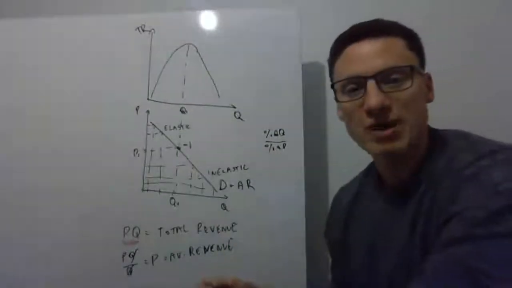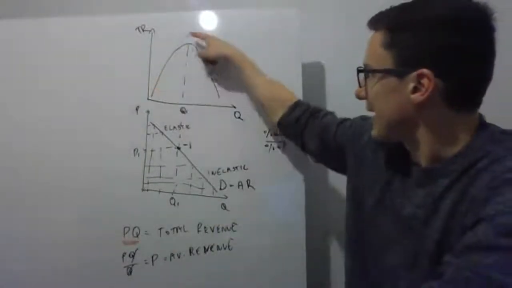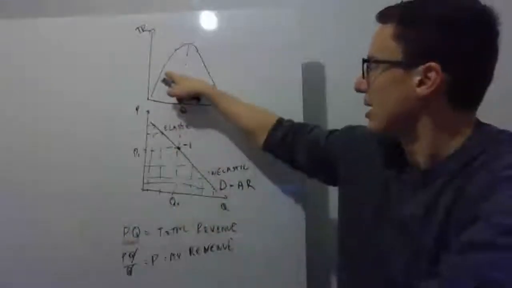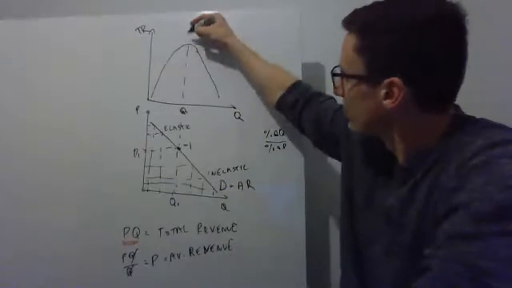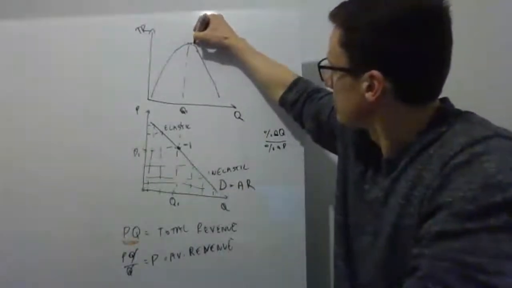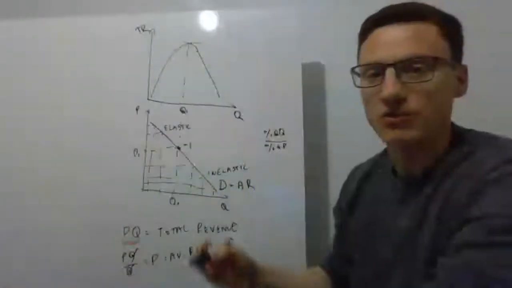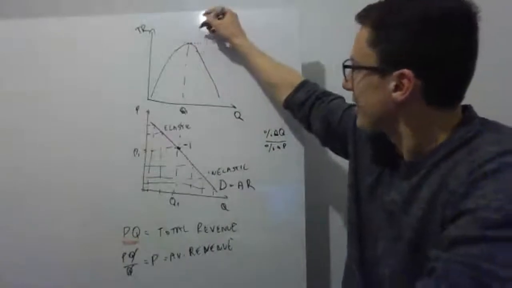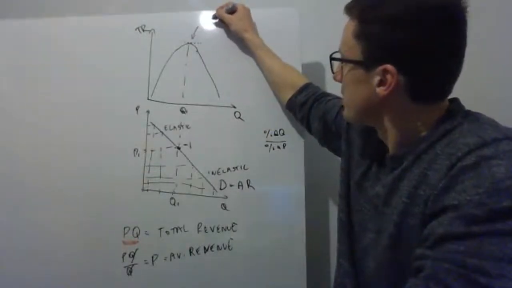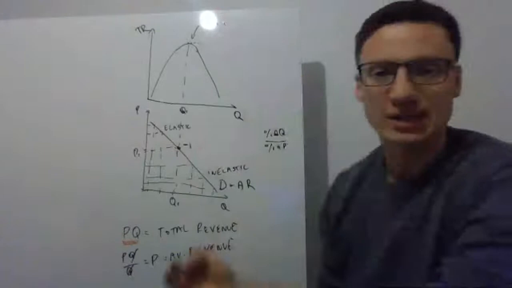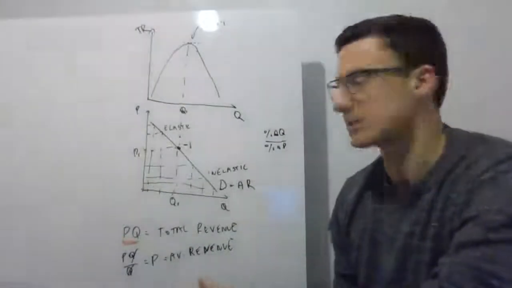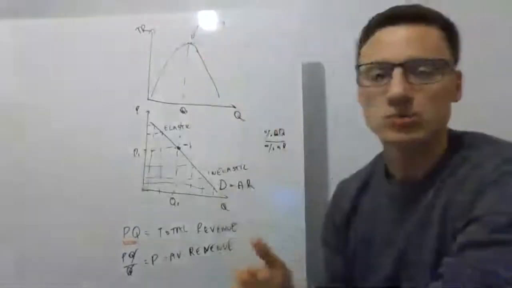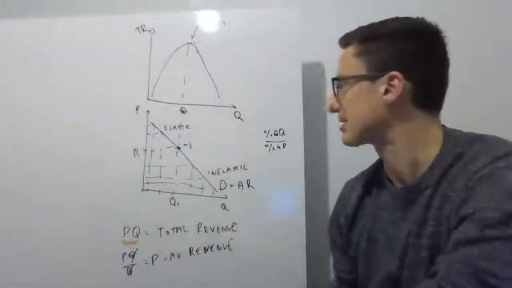Total revenue then is a kind of hill. It goes up, then it goes up at a decreasing rate, and then it hits a peak where the gradient is 0. And then it starts to fall. And it's at that point that PED must equal -1, because that's the rule. That's the mathematical rule that we came up with in about week 4 economics: whenever PED equals -1, that's where total revenue is maximized.